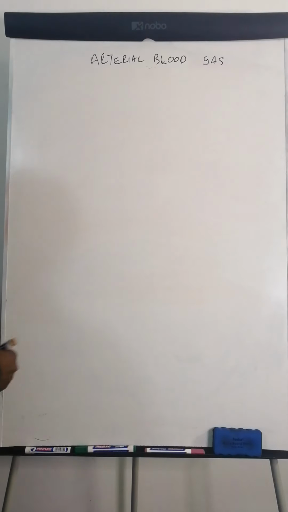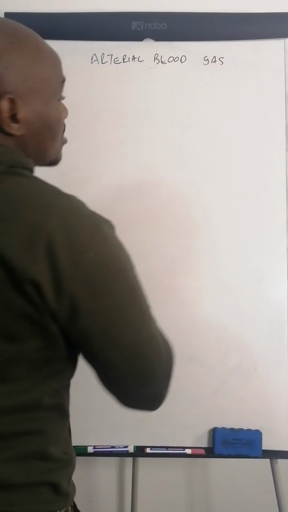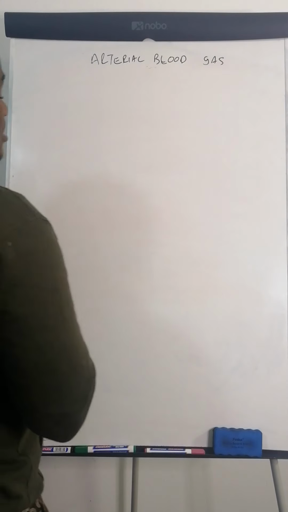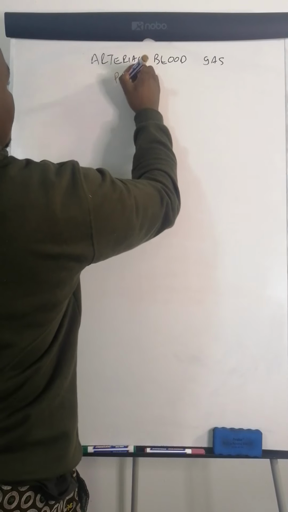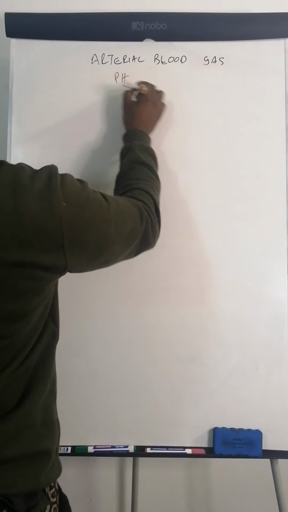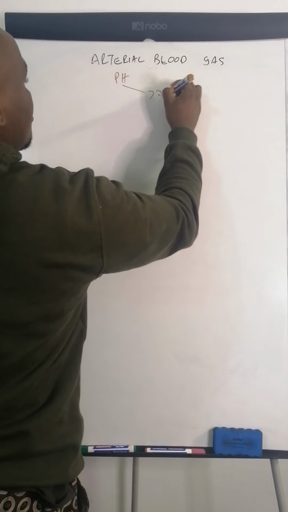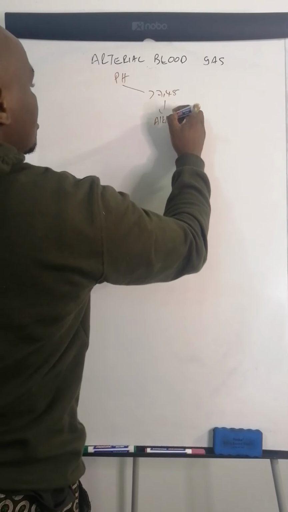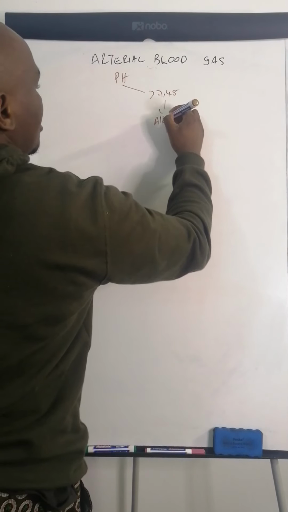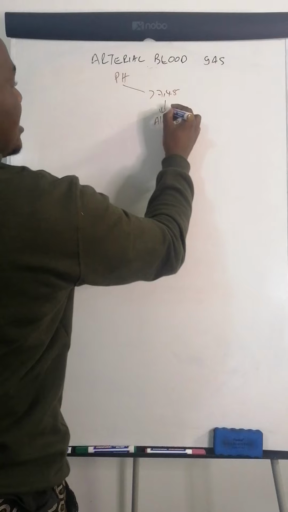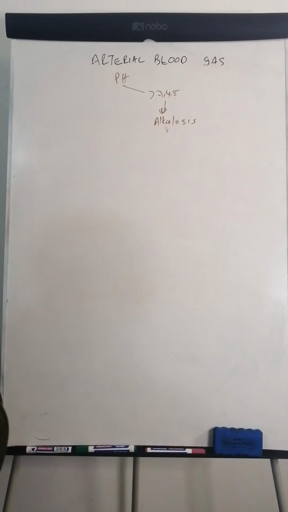So we said that when you get a strip, after you have done your ABG, now you are getting the results. So look at the pH. If your pH is greater than 7.45, that's alkalosis. You don't know whether it's respiratory or metabolic at this point, but what you know is that it's alkalosis.